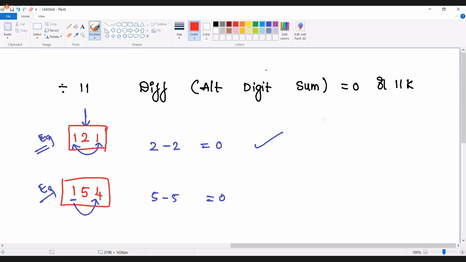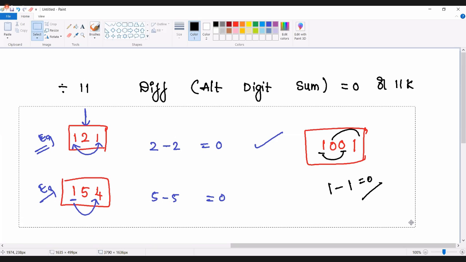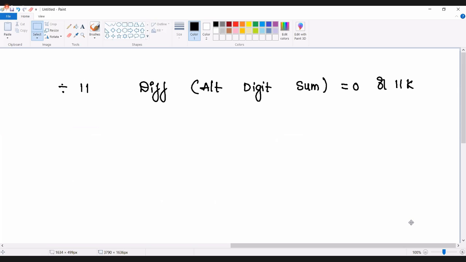For the next one, for example, you have any number, even a 4-digit number, like 1, 0, 0, 1. Very simple. Whatever the number is, start with 1, go with the alternate. So 1 plus 0 is 1, 0 plus 1 is 1. The difference of alternate digits' summation should be equal to 0 or any multiple of 11. The difference is 0, so we can say that number is divisible. So divisibility of 11 is nothing but this.